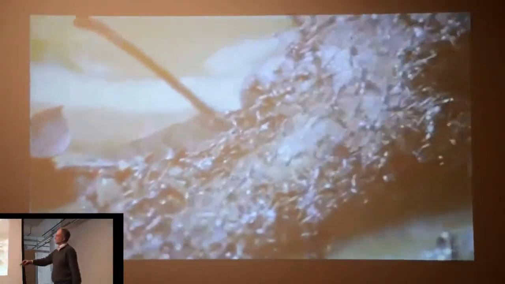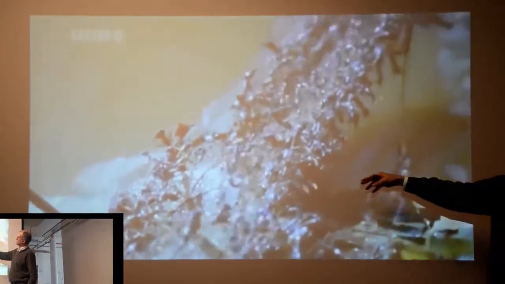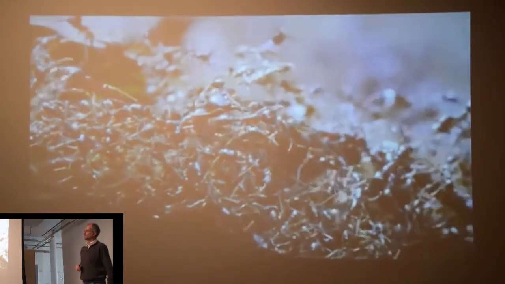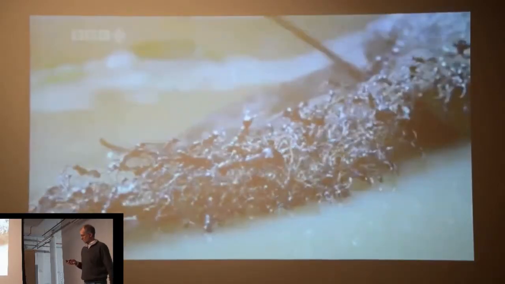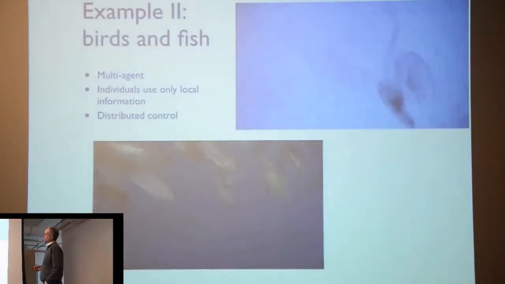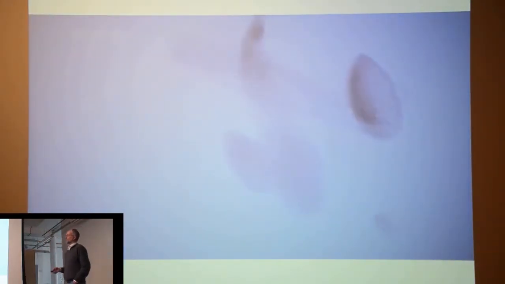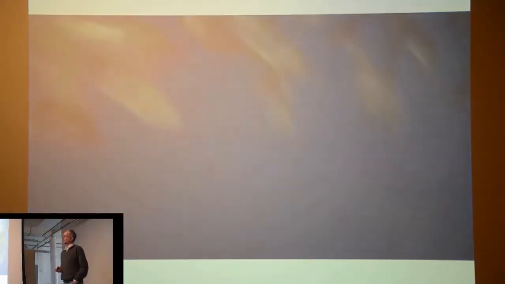You see thousands of ants that build a kind of bridge to pass over a pond that has been flooded. These are just a few examples. There are other examples like bird flocking or fish schools, where there are coordinated behaviors that emerge from the local interaction between many individuals.